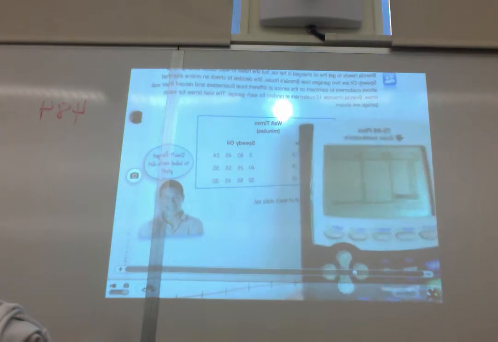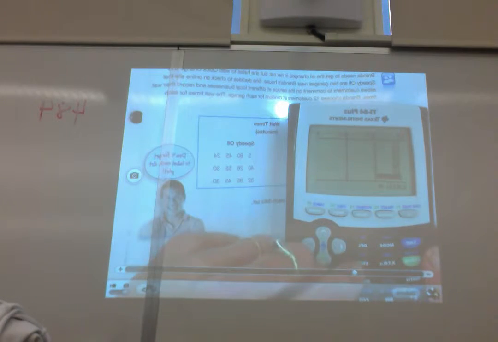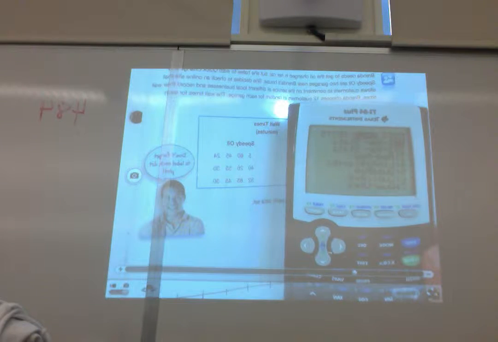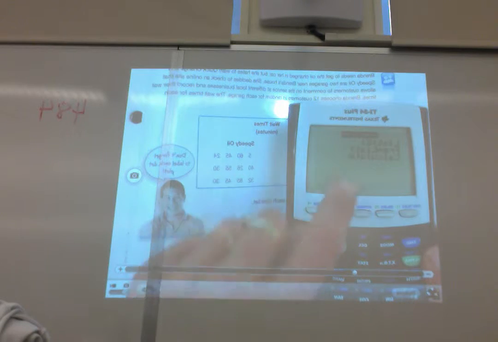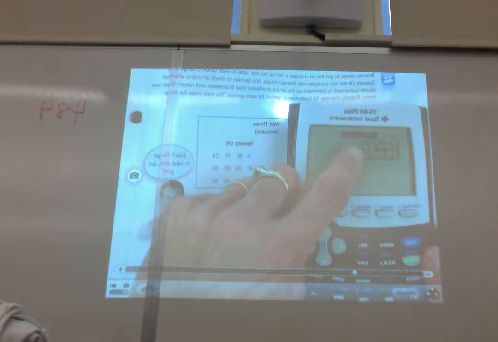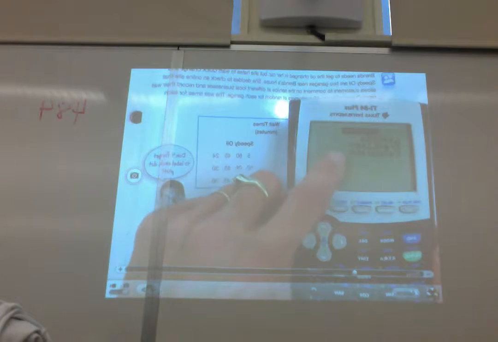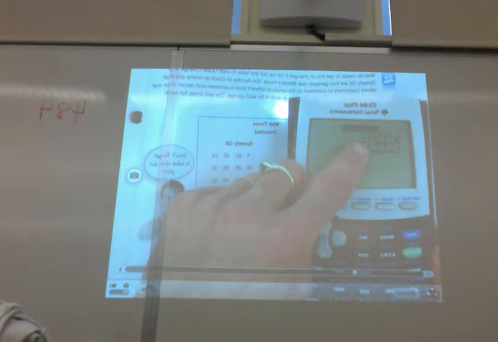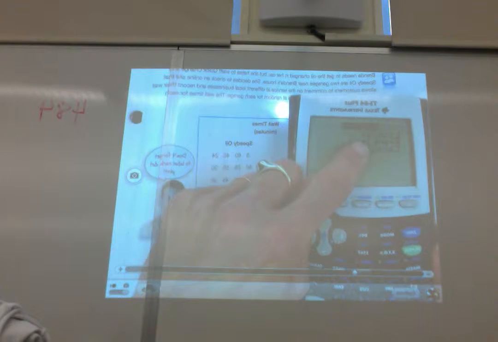Okay, I've got a set of data in my list. Stat, go to calc, one variable statistics. Folks, take a look up here a minute. Once you're into the one variable statistics, it is important to check: is it looking at the right list? I put this info in list 1, so I need to change that because it says list 2.